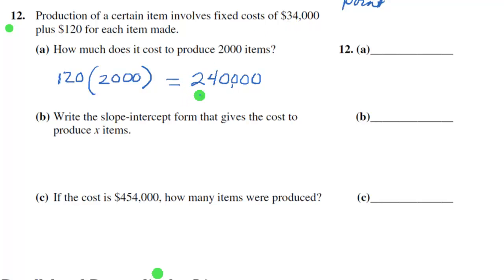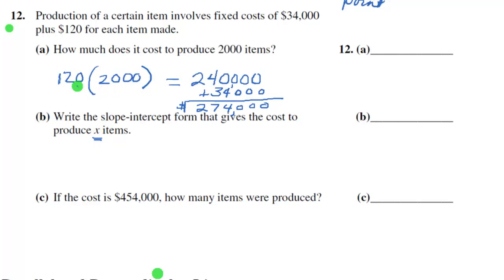But we have fixed costs, and that could be anything like rent or salaries or something like that. So then we've got to add those fixed costs to our $240,000. And so that's going to give us that to produce 2,000 items costs us $274,000.